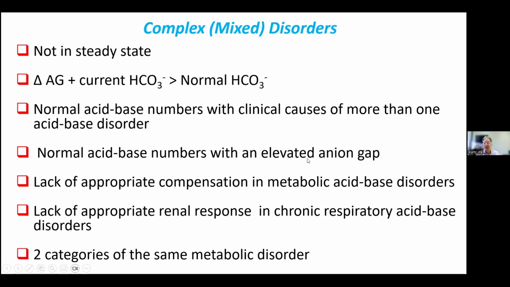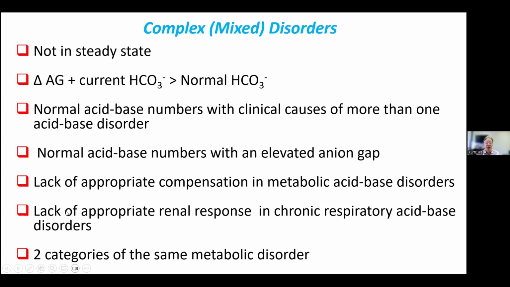Normal acid-base numbers with an elevated anion gap, that could be on your exam, where the patient's vomiting with ketoacidosis and has normal numbers. Lack of appropriate compensation in a metabolic acid-base disorder: patients with intrinsic kidney disease or ESRD will not compensate appropriately. In this category here, in chronic respiratory acid-base disorders, the lack of appropriate compensation could be a problem with the ventilation, as we showed. So again, these things are honing you into clinical causes. In this group, it's either the lung or the medulla that's the problem. In this group, there's something wrong with the kidney.